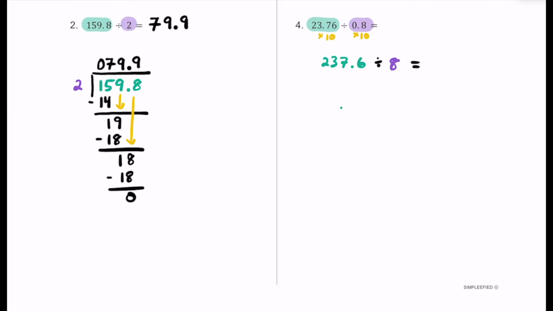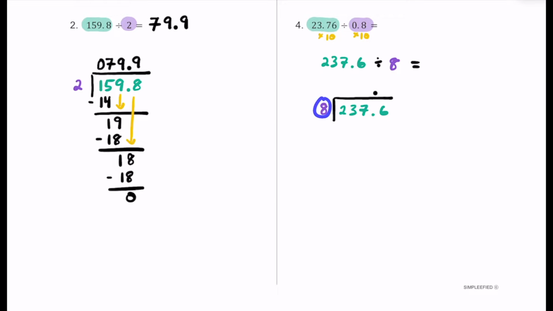All right, so let's take this 237.6. Let's go ahead and put it inside our long division house, and 8 is going to come right on the side here as our divisor. All right, let's begin now. Let's put this decimal straight up in the beginning so we know where it is.